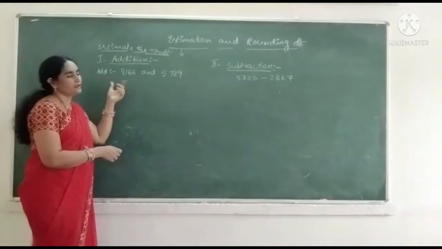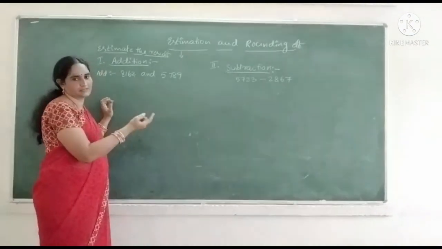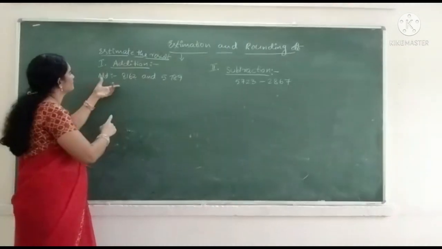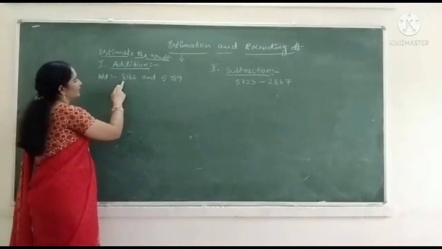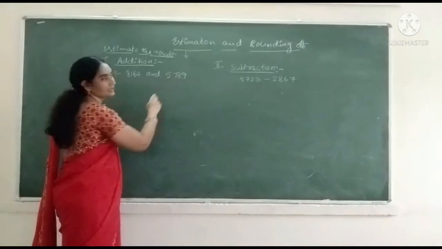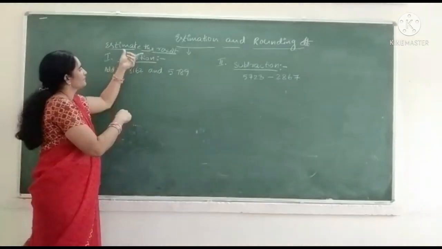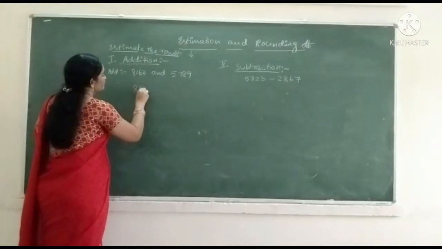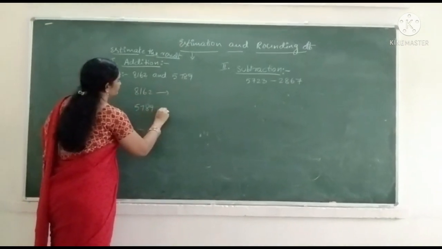Now we learn four fundamental operations: addition, subtraction, multiplication, division, and estimation. So first example for addition. Add 8162 and 5789. Estimate the result. Estimate the result means first we estimate these two numbers and then we add.